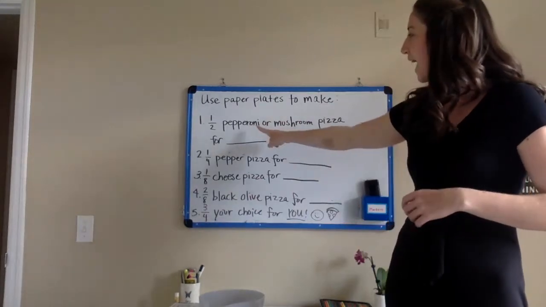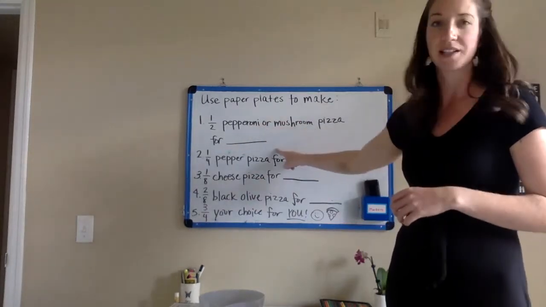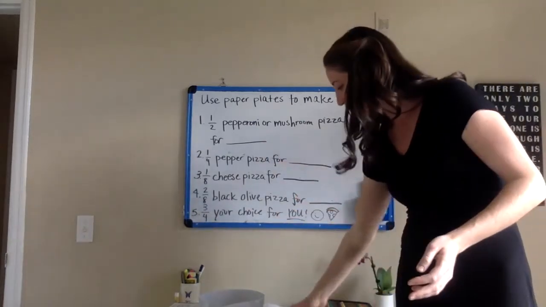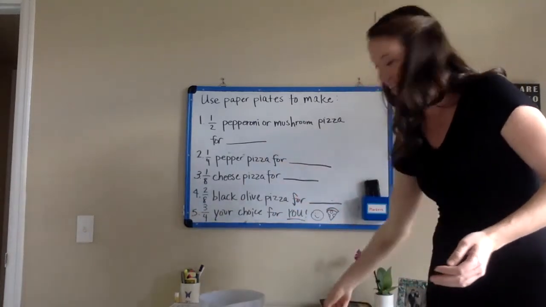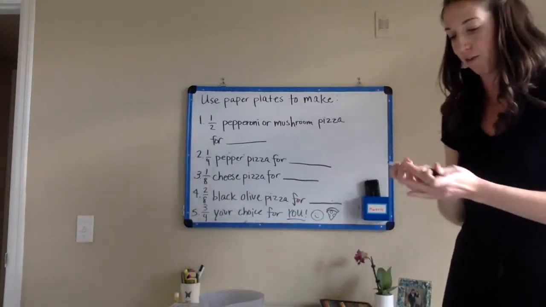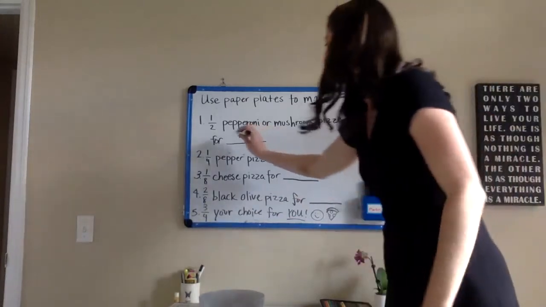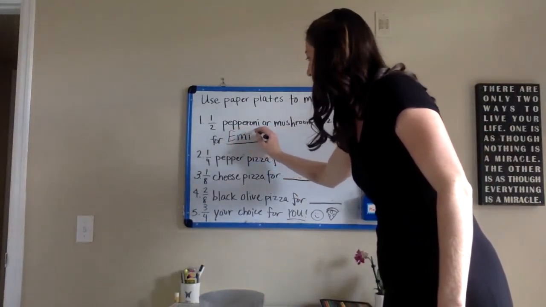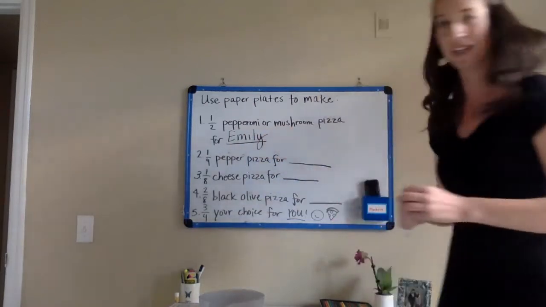Number 1. A half of a pepperoni or mushroom pizza for blank. And this is where we get to pick our friend's name. So I thought of Emily for my first friend to make a half a pizza for. So I'm going to write her name, and together we are going to make her pizza for the pizza party.